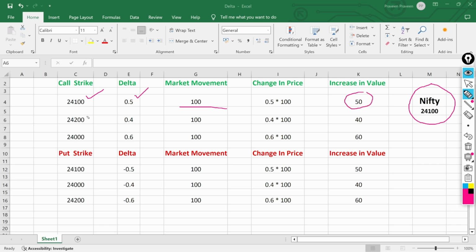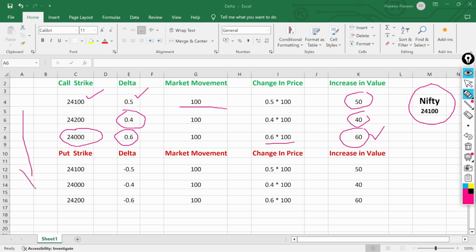If someone has bought a call of 24,200 strike, which is of delta 0.4, and the market moved 100 points, what should be the change in the value of the option premium? It should be 40, because delta is 0.4 and the market moved by 100 points. Let's assume you bought a call of 24,000, that is of delta 0.6, then the change in the premium of that particular call option should be 60, because it has a 0.6 delta and the market moved by 100 points, so it will gain 60 points.